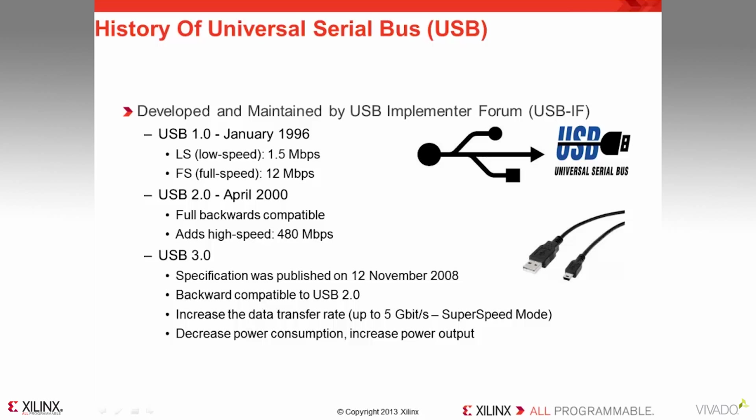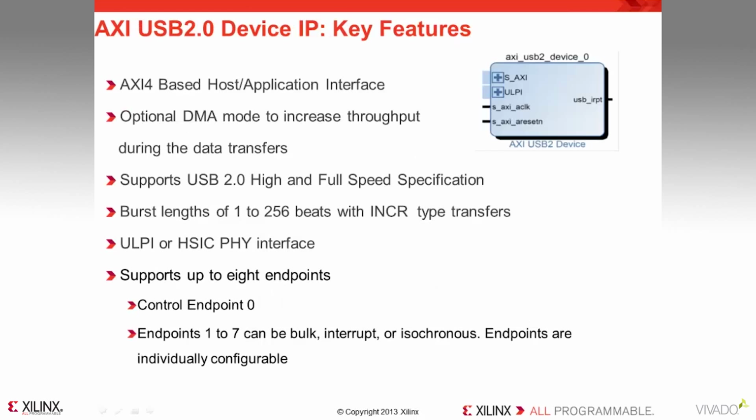high speed 480 Mbps. The latest USB 3.0 standard was published in November 2008. It's backward compatible to USB 2.0 and increases the data transfer rate up to 5 gigabits per second, also called super speed mode. It decreases overall power consumption and increases power output.